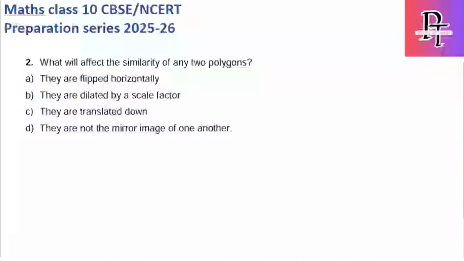Two polygons: they are flipped horizontally, they are dilated by a scale factor, they are translated down, they are not the mirror image of one another. So this is correct. They are not the mirror images of one another. Like if you flip horizontally, they can be seen as similar but not exactly similar. Why? Because they can be increased or decreased, they can be flipped or they can be translated. What will be the effect of similarity of any two polygons? They are not the mirror image, yes, but still these three are also correct.